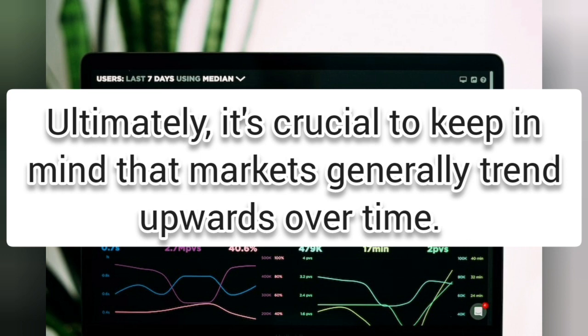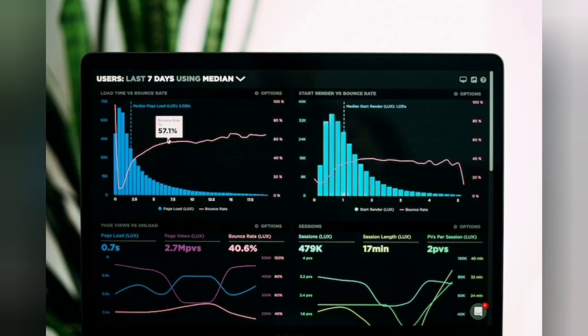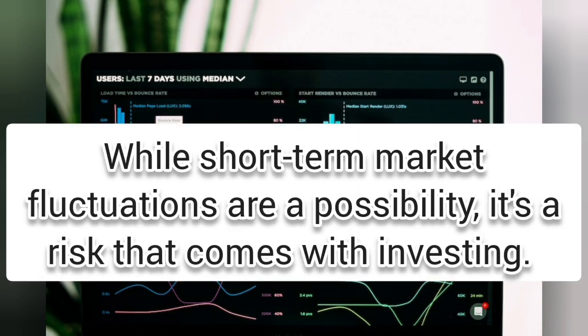Ultimately, it's crucial to keep in mind that markets generally trend upwards over time, while short-term market fluctuations are a possibility. It is a risk that comes with investing.